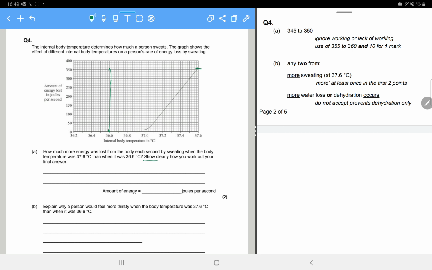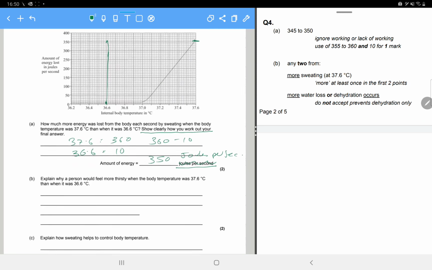Note here it says show clearly how you work out your final answer. So you do need to put in those figures, so at 37.6 equals 360 and 36.6 equals 10. 360 minus 10 is 350 joules per second. 2 marks. Notice that they've already given you the units, but if it was for 3 marks or that wasn't there, then you'd need to write in joules per second. We always need units. Okay.